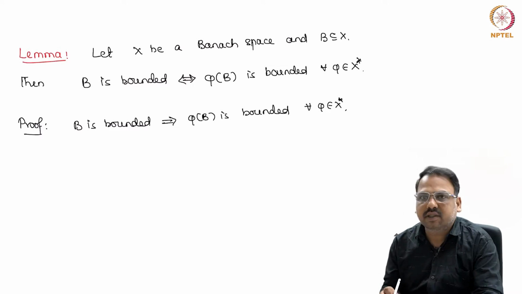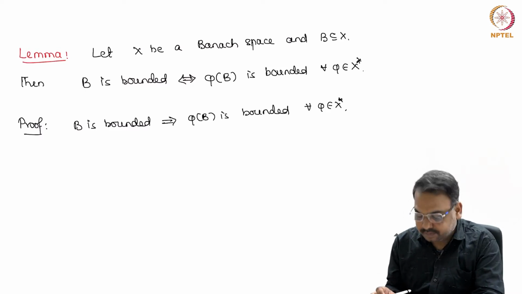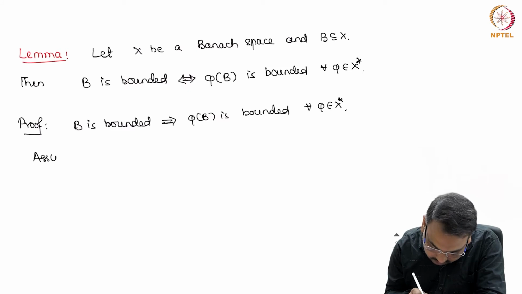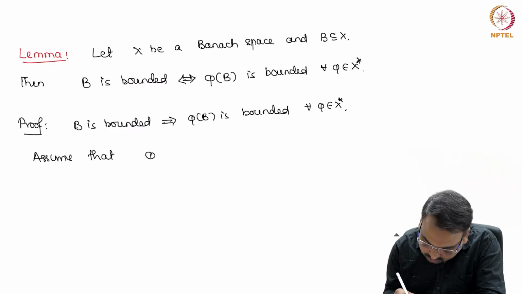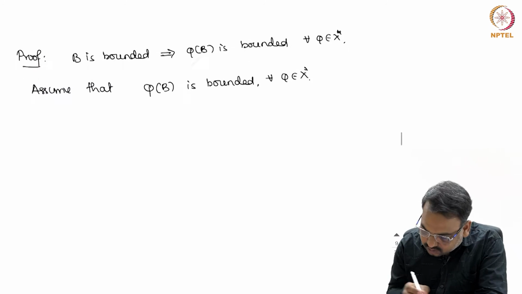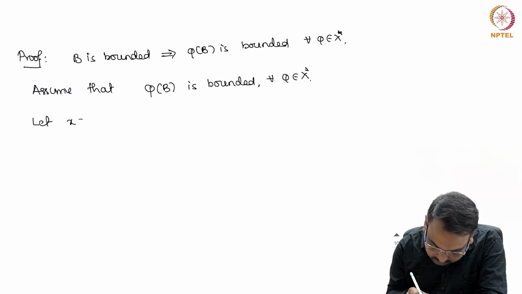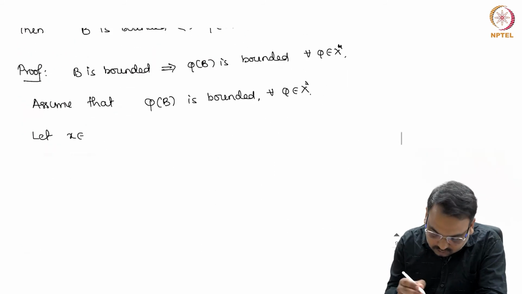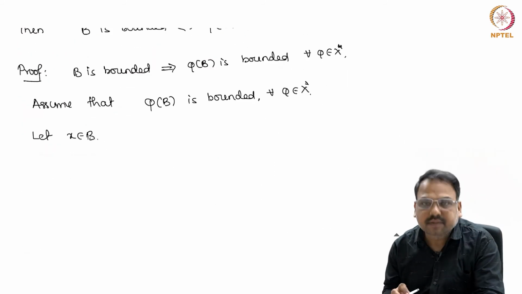This follows from the definition of a bounded linear functional. It maps bounded sets into bounded sets. On the other hand, let us assume that phi of B is bounded for every phi in X star. So let us pick up some element. Let us take x in B.